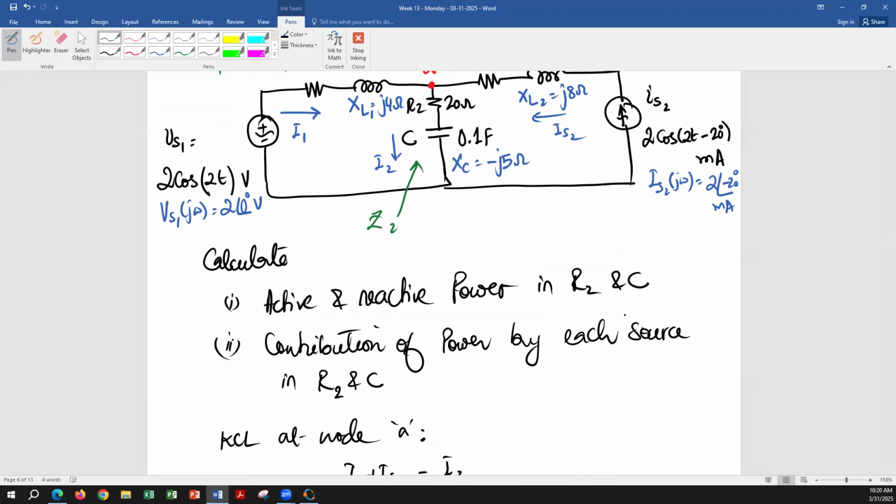So if a question like this is given to you, what is your approach? What you're looking for? How do you do that? What do you apply? The second question is contribution of power by each source. If a question like this is given to you, what exactly are you looking for? What is your approach in order to find the power delivered by VS1 to R2 and C, and the power delivered by IS2? We calculated total power right now. So out of that total power, what is the contribution of VS1? What is the contribution of IS2? How do you do that?